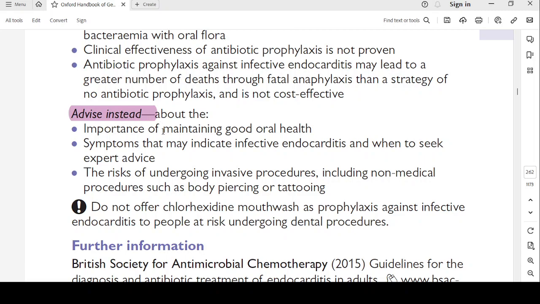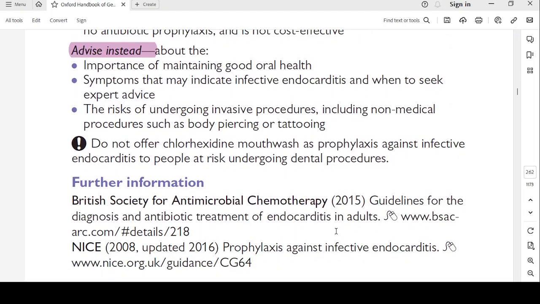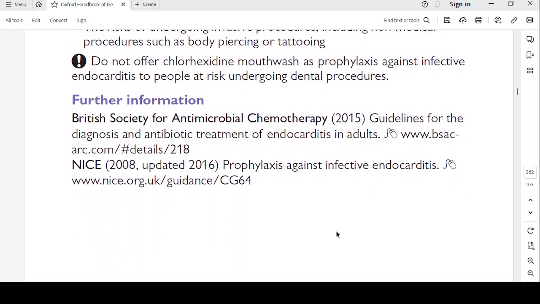Advise instead the importance of maintaining good oral health, symptoms that may indicate infective endocarditis and when to seek expert advice, and the risk of undergoing invasive procedures including non-medical procedures such as body piercing or tattooing. Do not offer chlorhexidine mouthwash as prophylaxis against infective endocarditis to people at risk undergoing dental procedures. So you cannot even give chlorhexidine mouthwash.